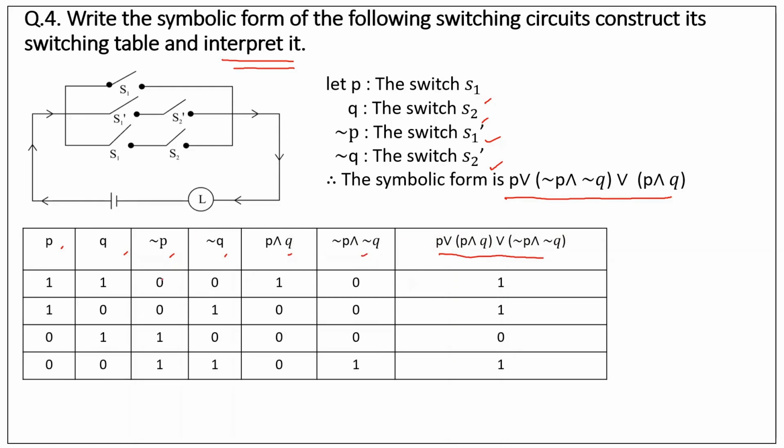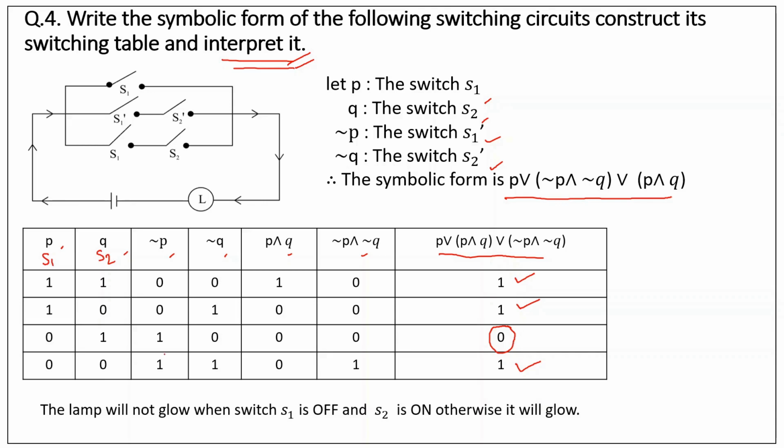Okay. So what is the result? We have to interpret it. If you see the last column, the right one means lamp will glow. This is also lamp will glow. What happened to this? When P represents S1, Q represents S2, when S1 is off and S2 is on, the lamp will not glow, otherwise it glows. So you have to write this result. See, the lamp will not glow when S1 is off and S2 is on, otherwise it glows.